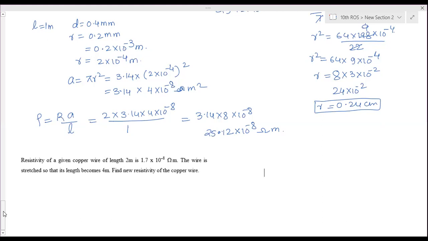What's the answer? It is same, ma'am. It remains same because resistivity is same. The resistivity remains same. It won't change. Yes, it remains same. Right.